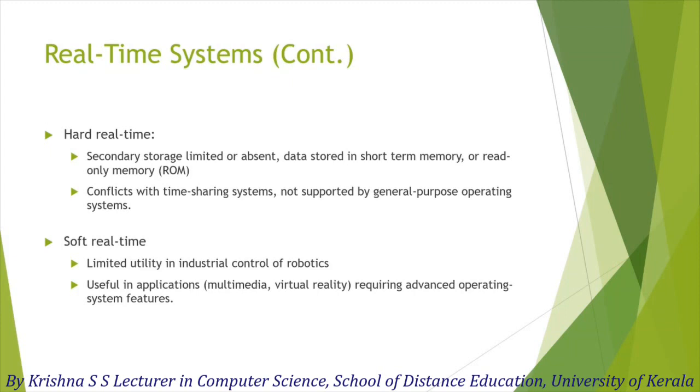They have more limited utility than hard real-time systems. Then there is a lack of deadline support. They are risky to use for industrial control and robotics. They are useful in several areas like multimedia, virtual reality, and advanced scientific projects such as undersea exploration and planetary rovers. These systems need advanced operating system features that cannot be supported by hard real-time systems. Because of the expanded use of soft real-time system functionality, it is finding its way into most current operating systems, including major versions of Unix.